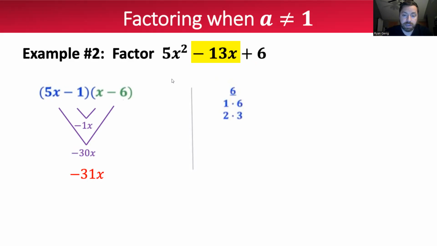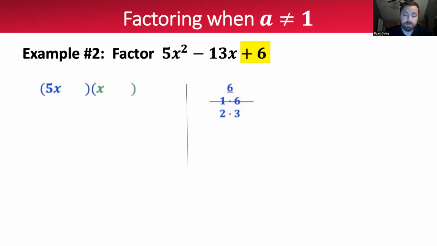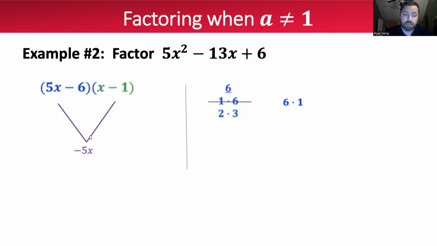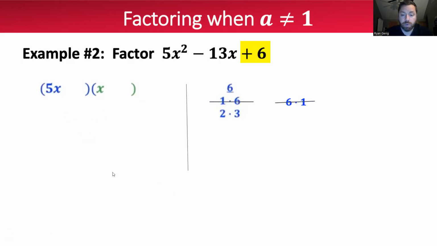Does that match the negative 13x? No, it does not. So we got to take out the 1 and the 6 and try something else. Let's try flipping them. So it's not just 1 and 6. I could do 6 and 1. That does have an effect because instead of the 6 getting multiplied by 5, now the 1's getting multiplied by 5. So when I check, it's going to be only negative 5x and negative 6x. That's negative 11x. It's closer, but it's still not right. All right, so 6 and 1 don't work.